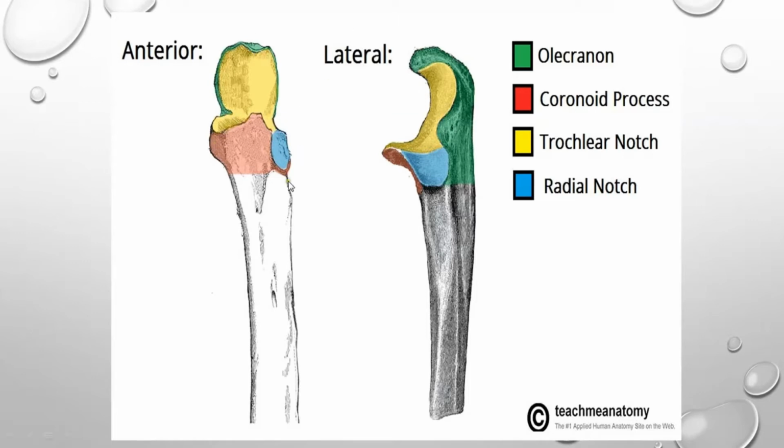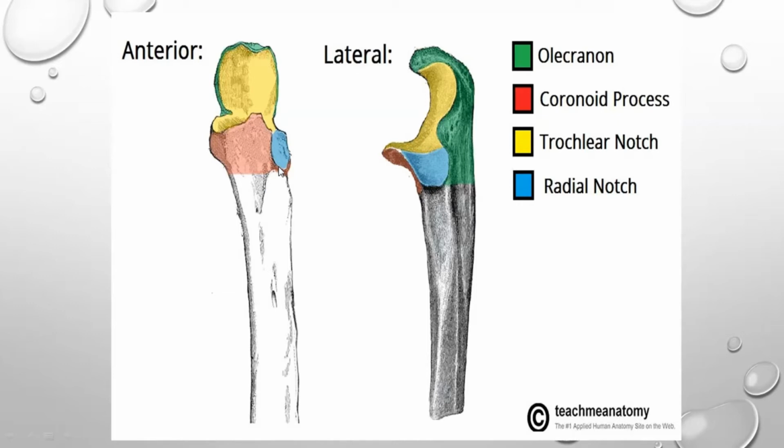The second is the lateral surface of the coronoid process. On the lateral surface of the coronoid process, there is the presence of the radial notch. This is the radial notch. Below the radial notch, there is the presence of the supinator crest.